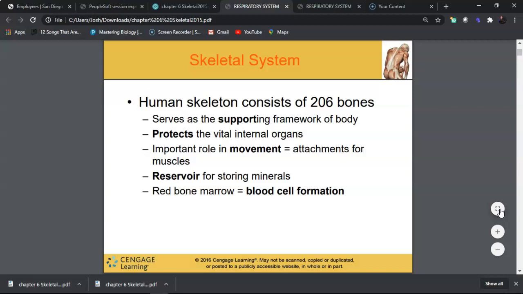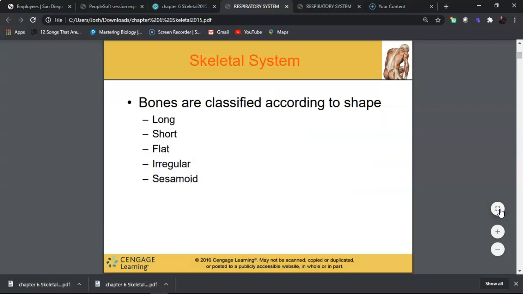And the other thing too, we have to remember that the skeletal system is our source of blood cell formation. Red blood cells don't have a nucleus, and so they can't reproduce on their own. And so they need to have an area in the body that allows for that to happen. We have specific bones that are responsible for blood cell formation from the red bone marrow. And we'll talk about red versus yellow bone marrow, but the red bone marrow allows for blood cell formation.